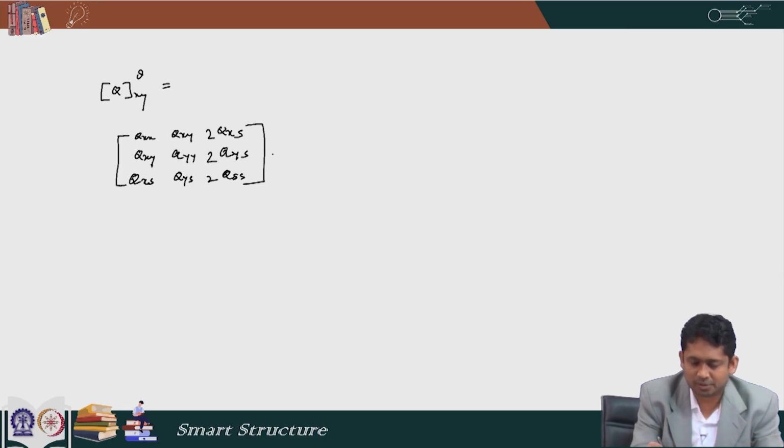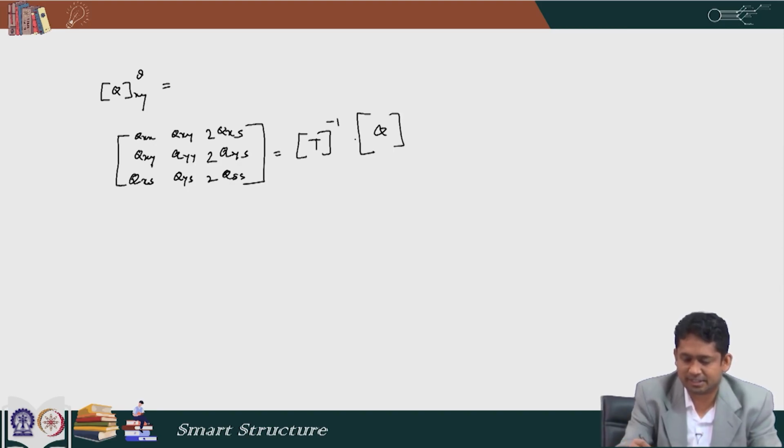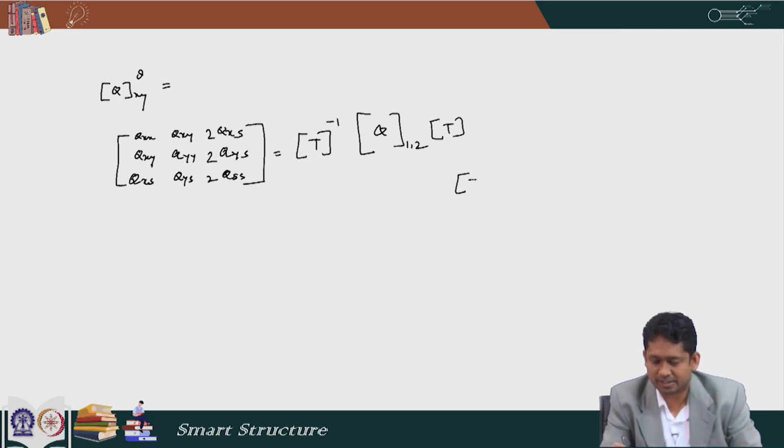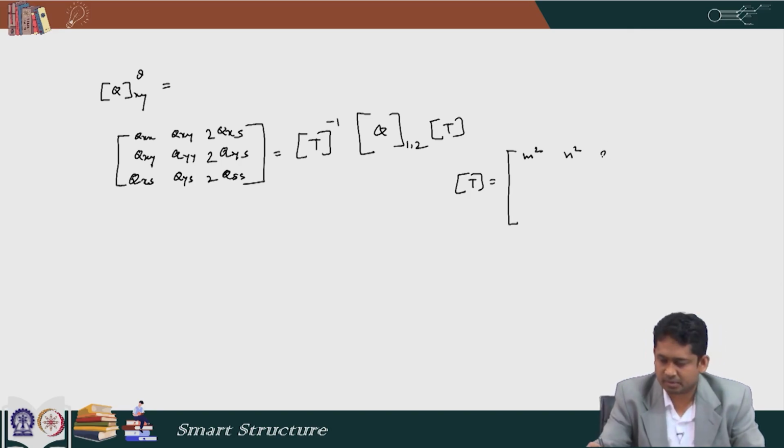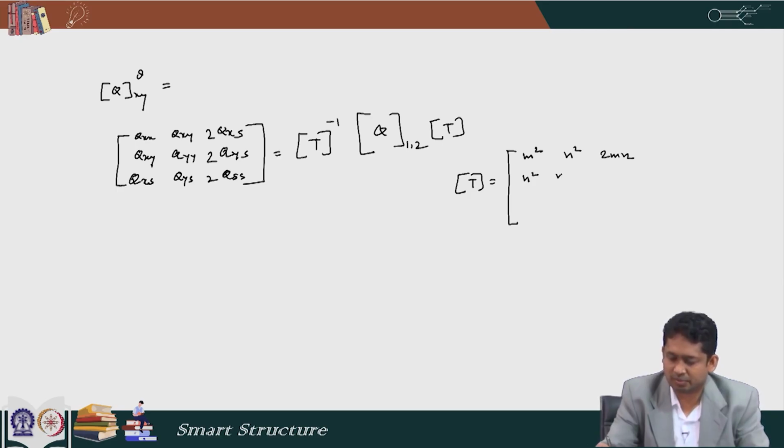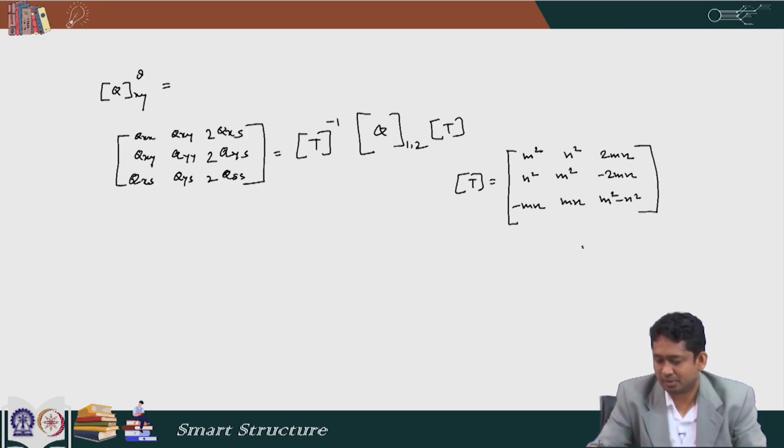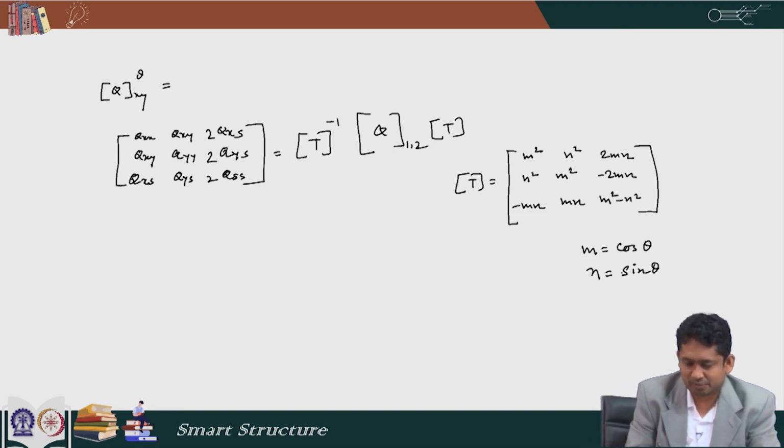So, we can put all 2's here and the expression is Q matrix = T inverse multiplied by Q in the 1 2 system multiplied by T, where our T is the transformation matrix, which is [m square, n square, 2mn; n square, m square, minus 2mn; minus mn, mn, m square minus n square], where m is equal to cosine theta and n is equal to sin theta. So, we can find it out for any theta.